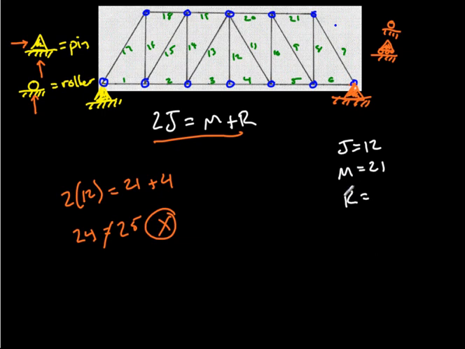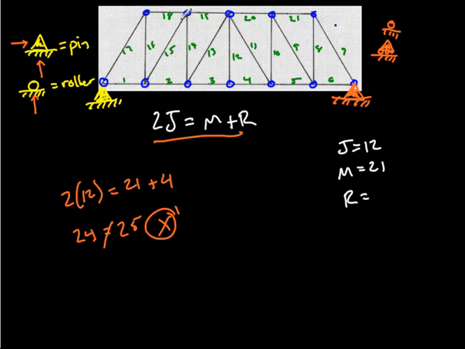Whenever you get a question that asks if it's statically determinate, use that formula right there: 2J equals M plus R. Basically count the number of joints, count the number of members, and figure out how many reaction forces there are. It's pretty simple math. If it equals, it checks out. And if it doesn't, it is not statically determinate. Pretty simple question. Just take your time on it.